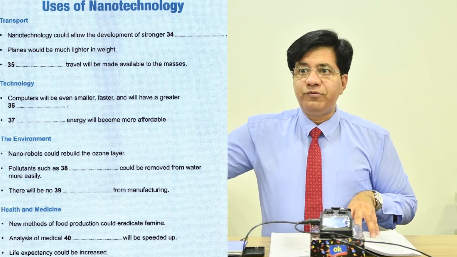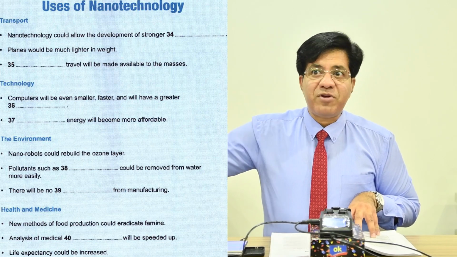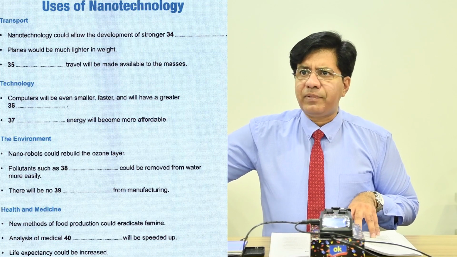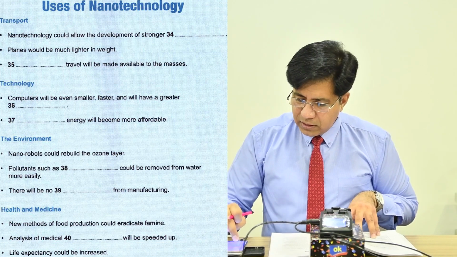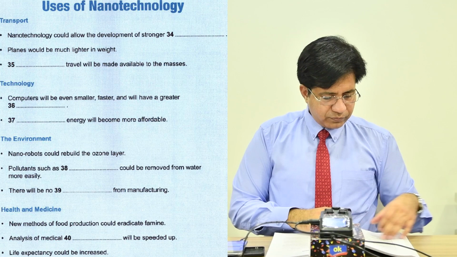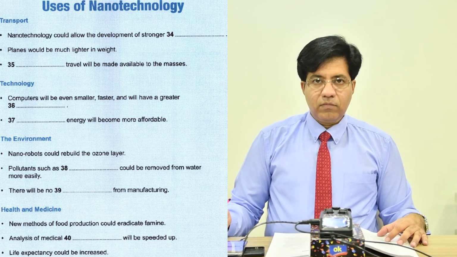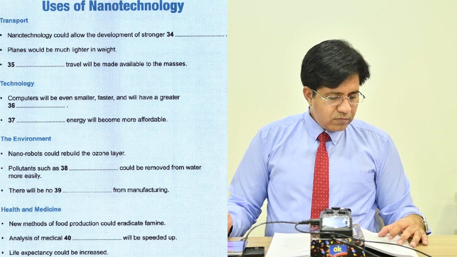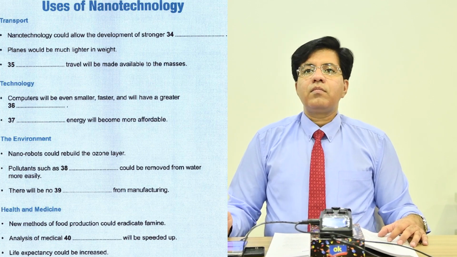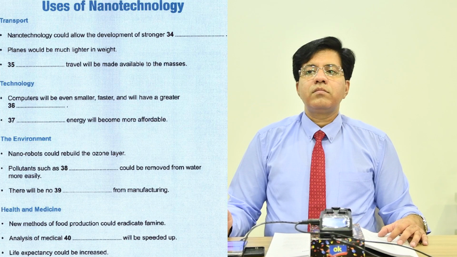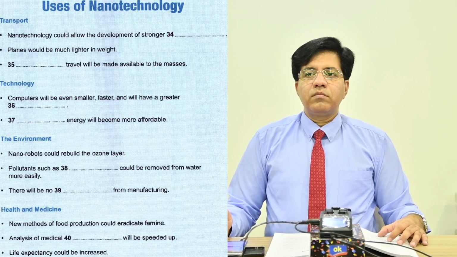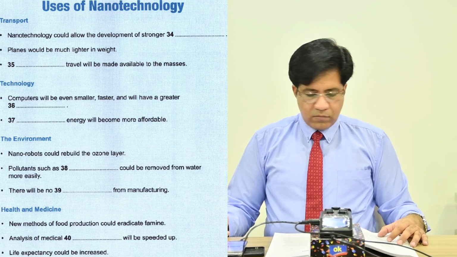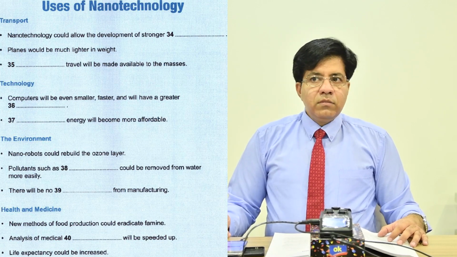Dash could be removed. For removed, they can use the word separated. For example, salt could be separated from water. For example, let's see what that is. But nanotechnology has much wider applications than this and could have an enormous impact on our environment. For instance, tiny airborne nanorobots could be programmed to actually rebuild the ozone layer, which could lessen the impact of global warming on our planet.